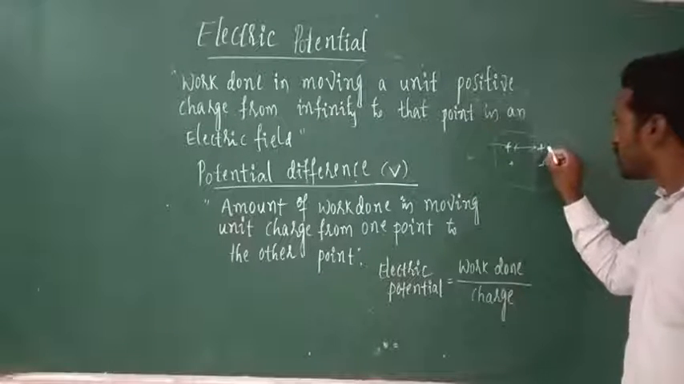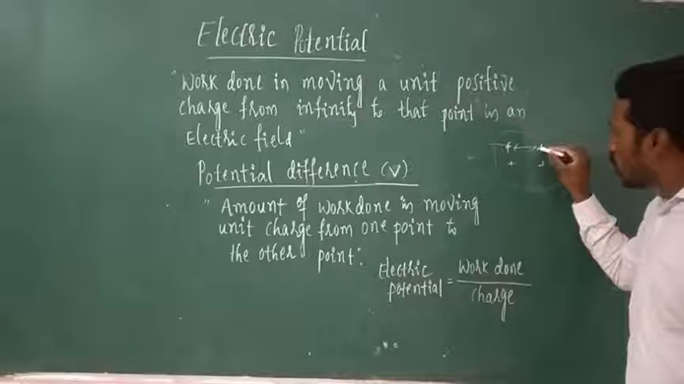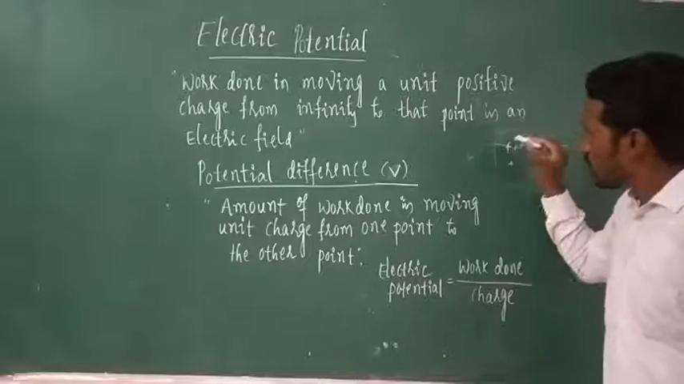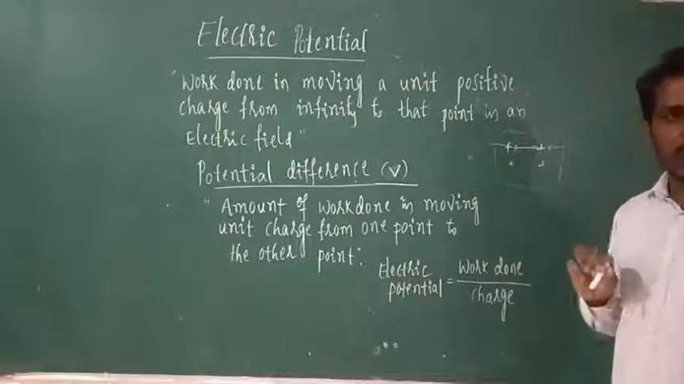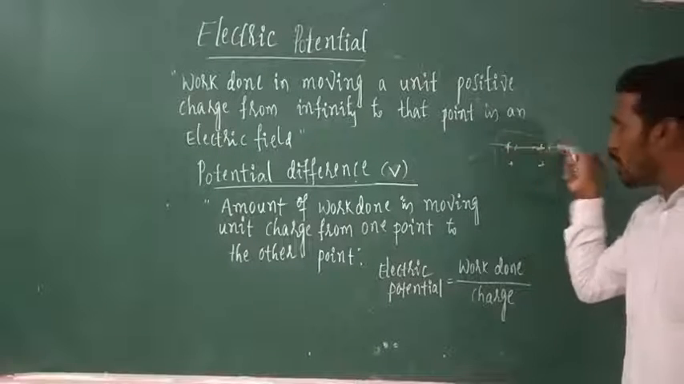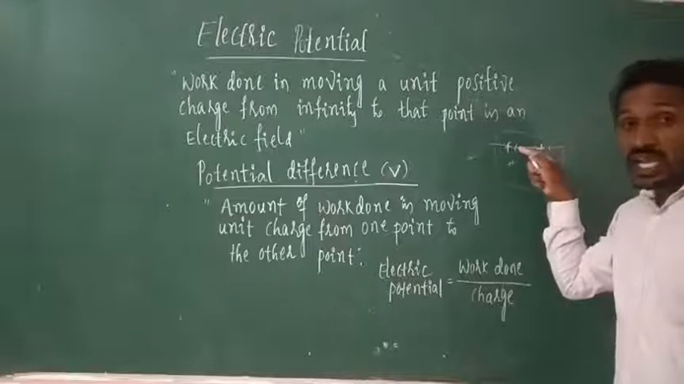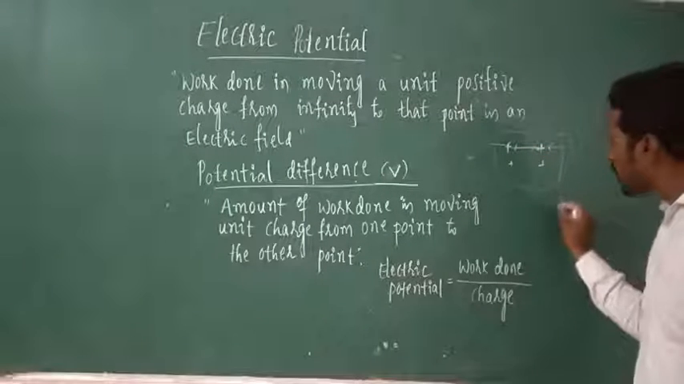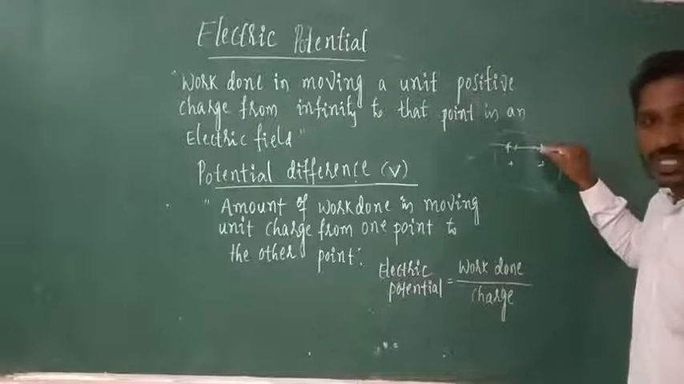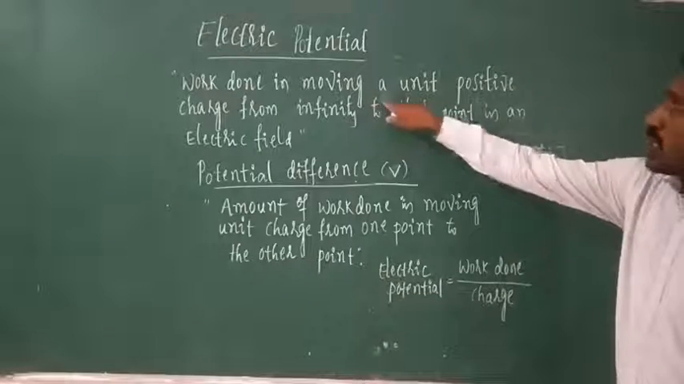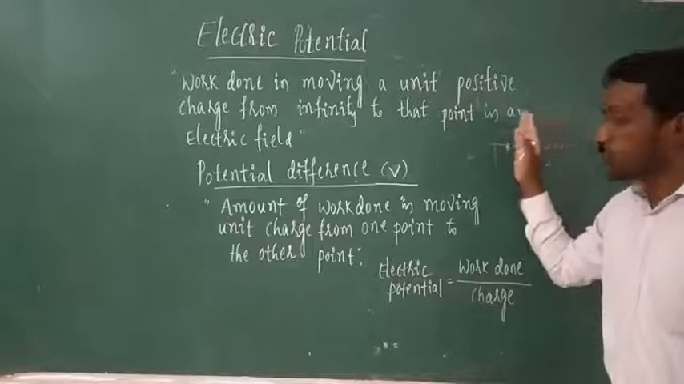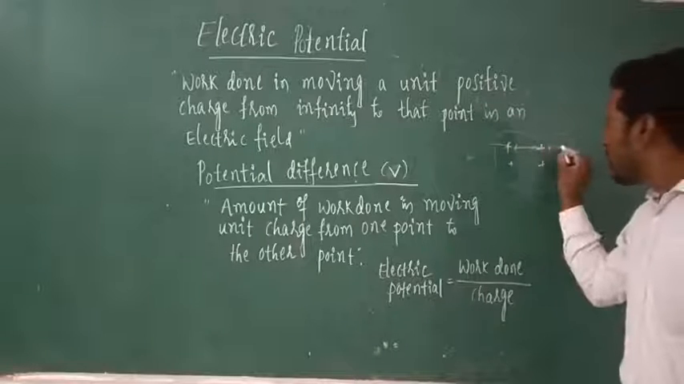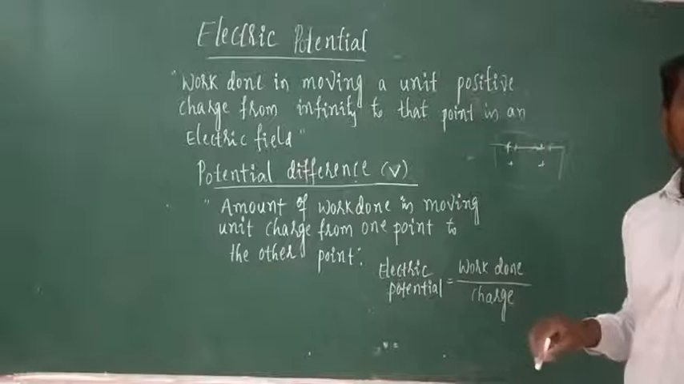But you have to move this charge towards this direction. Then you have to apply force against the repulsive force. Because of this force, this unit positive charge will move from one point to another point. That force is called electric potential.